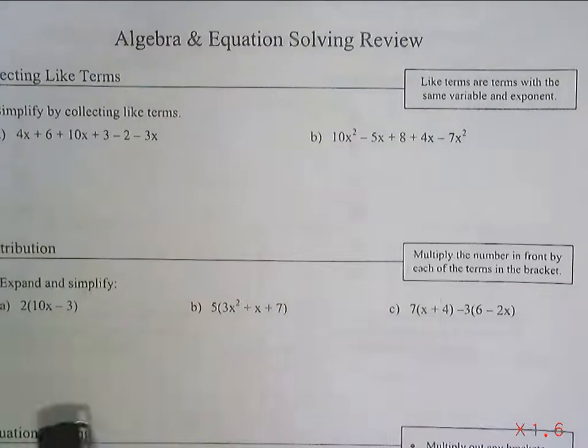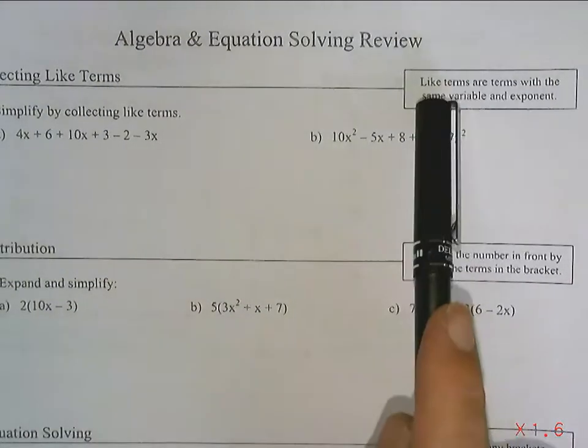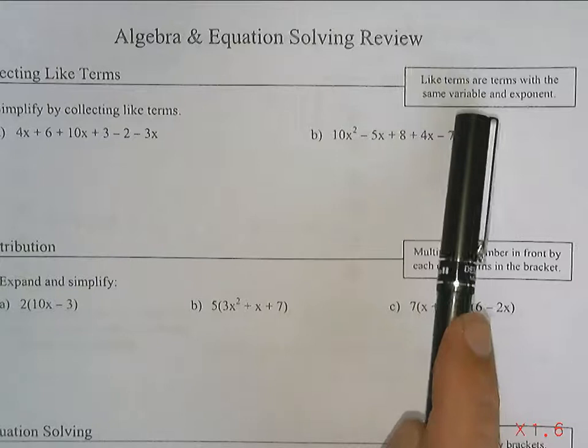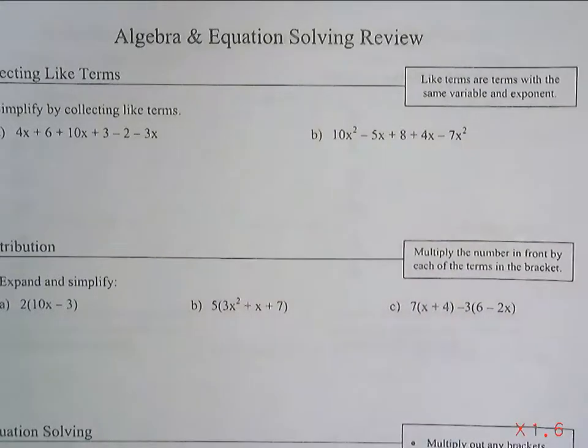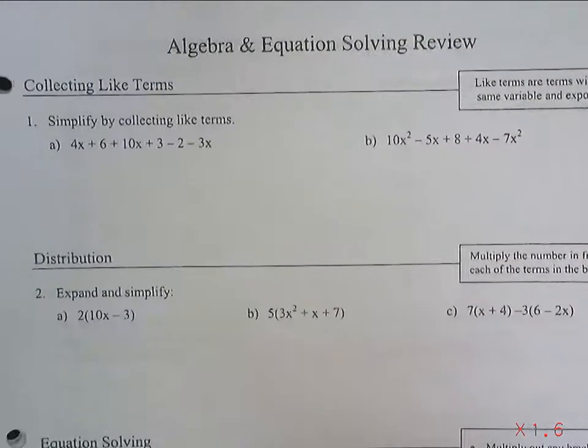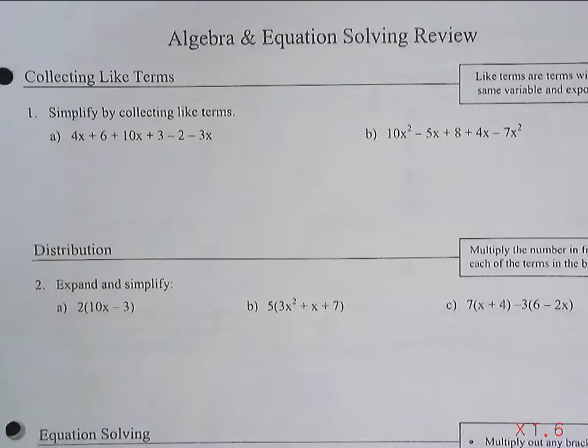So, let's start off with collecting like terms. Like terms are terms with the same variable and the same exponent on that variable. So, you also have to know what the word simplify means. Simplify does not mean solve. Solve means solve. Simplify means to collect like terms. Put the like terms together.